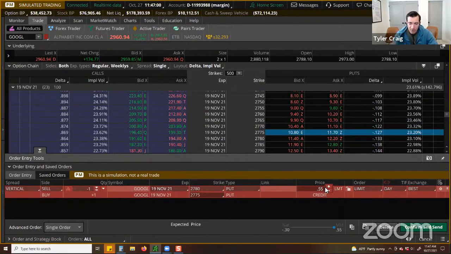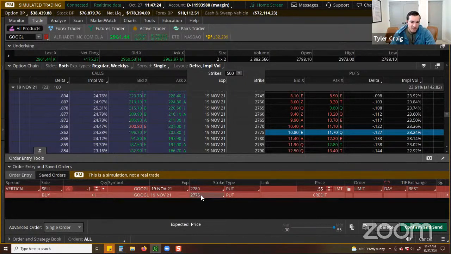Now, assuming I can get filled at 55 cents, because the bid-ask spreads on this are kind of wide. That's my little disclaimer for Google. Google options are a little tricky sometimes to get filled at. So if you're a stickler on liquidity, you might want to pass on this. But the more important piece to me is conceptually how we came to this conclusion, how we built the trade. You could apply this on other more liquid products. But to round it out, 2780, 2775 bull put spread, getting 55 cents.